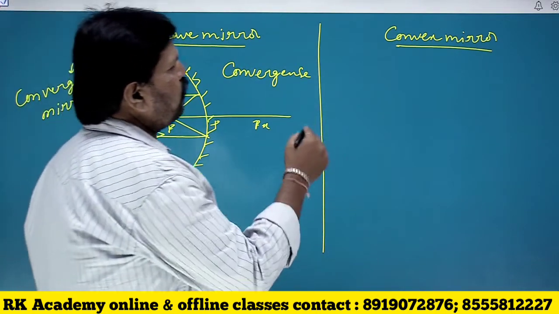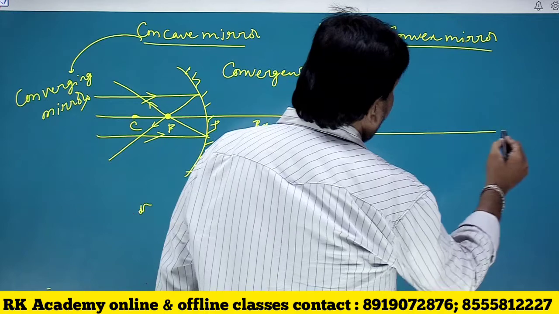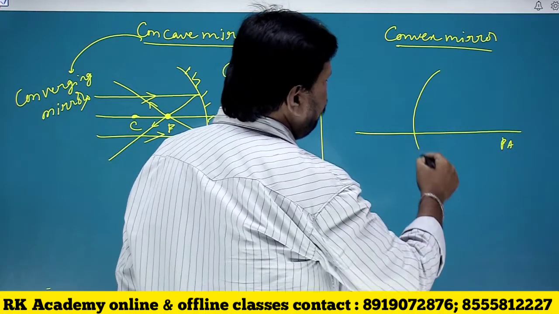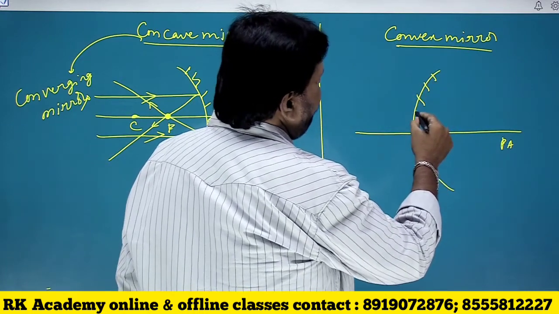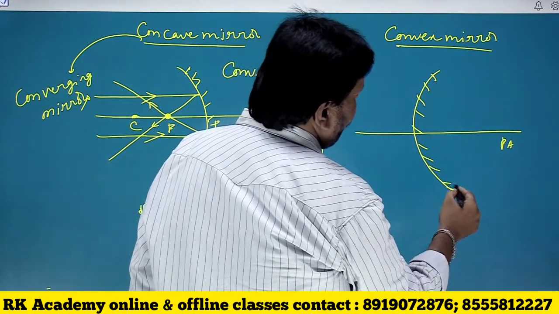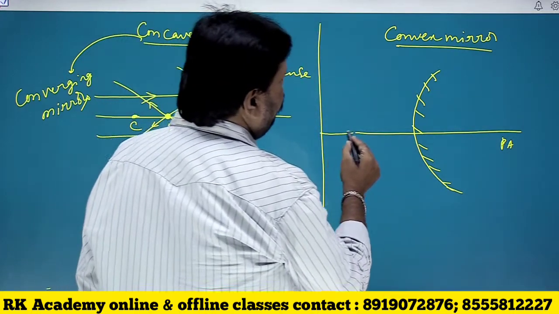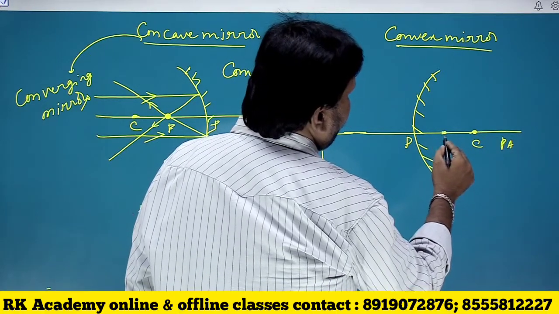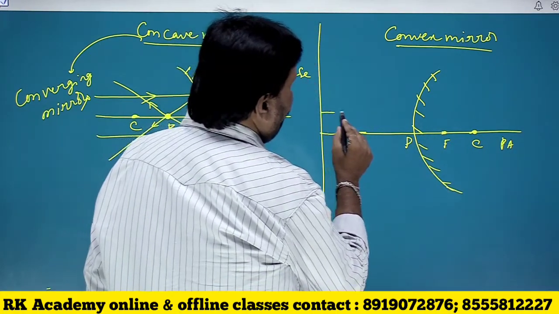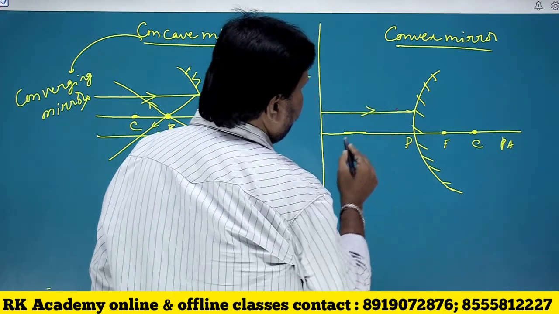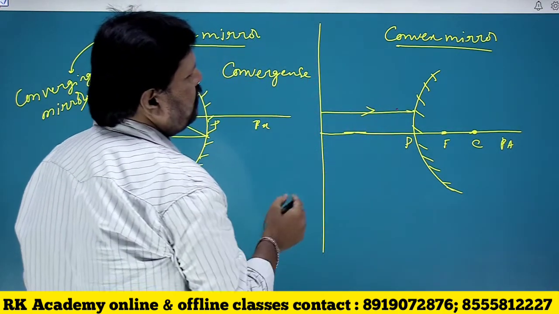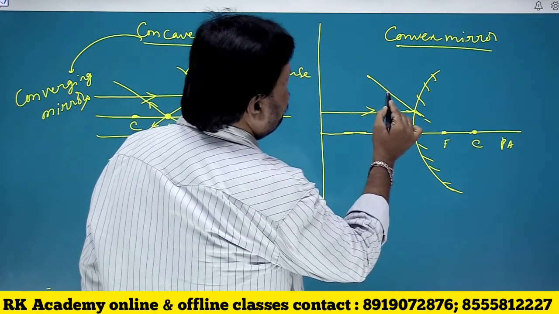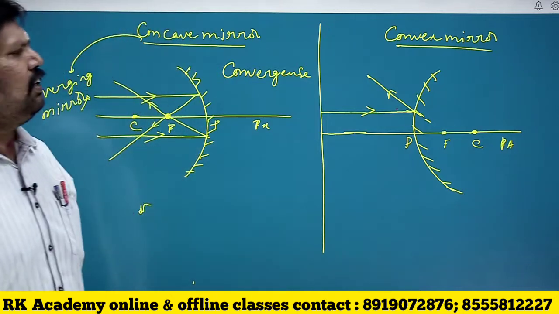But when it comes to the convex mirror, see, this is the principal axis and I have taken a convex surface in which the concave surface is painted. This is the pole, this is the center of curvature and this is the focus. If I incident a light ray parallel to the principal axis, what happens? It will be diverged like this.